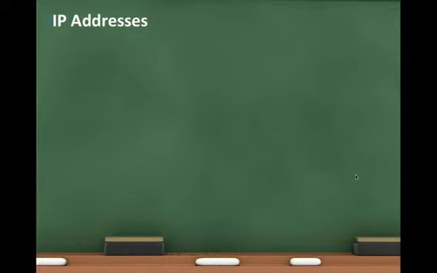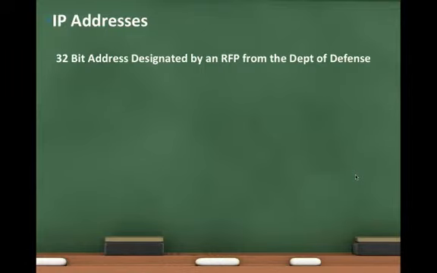Okay, first let's just start with our overview. So IP addresses, they're 32-bit addresses. Now, the internet, despite what Al Gore says, was actually developed by the U.S. military. It was for communications in case of a nuclear war or in case of any sort of war here in the United States, where the traditional communications infrastructure would have broken down.